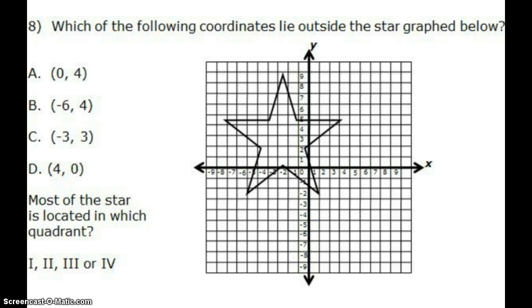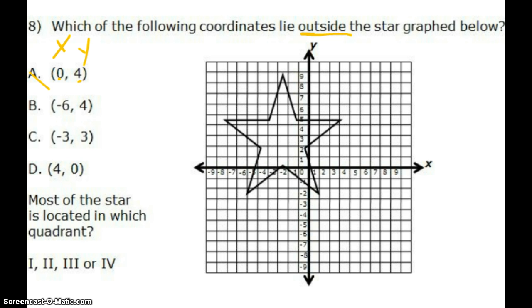Number 8, which of the following coordinates lie outside the star graph below? Solve this and then we'll go over it. We're looking for the one that's outside the star. So 0, 4. So let's again mark our x and our y. We start at 0, 0, our origin. We go over 0 spaces, so we don't move left or right. And then positive 4, so we're going to go up 4. 1, 2, 3, 4. That point is inside the star, so that cannot be our answer.